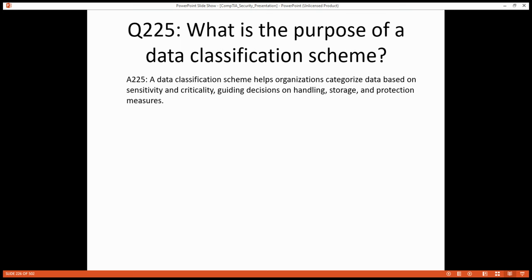Q225. What is the purpose of a data classification scheme? A225. A data classification scheme helps organizations categorize data based on sensitivity and criticality, guiding decisions on handling, storage, and protection measures.